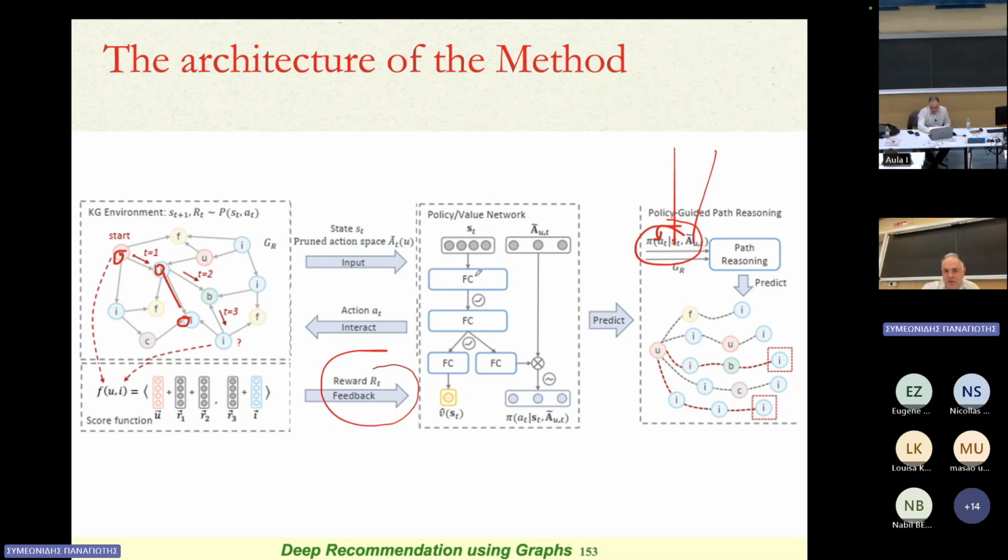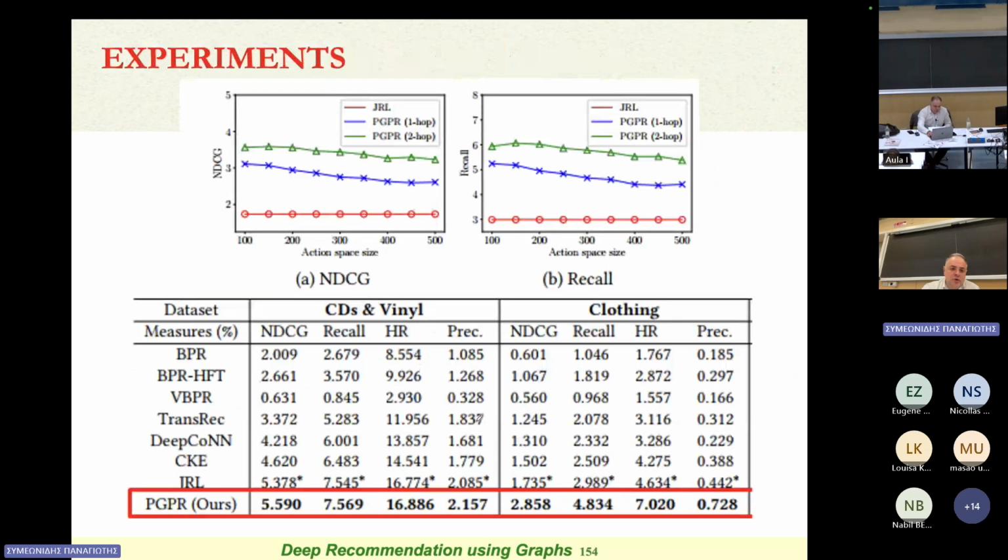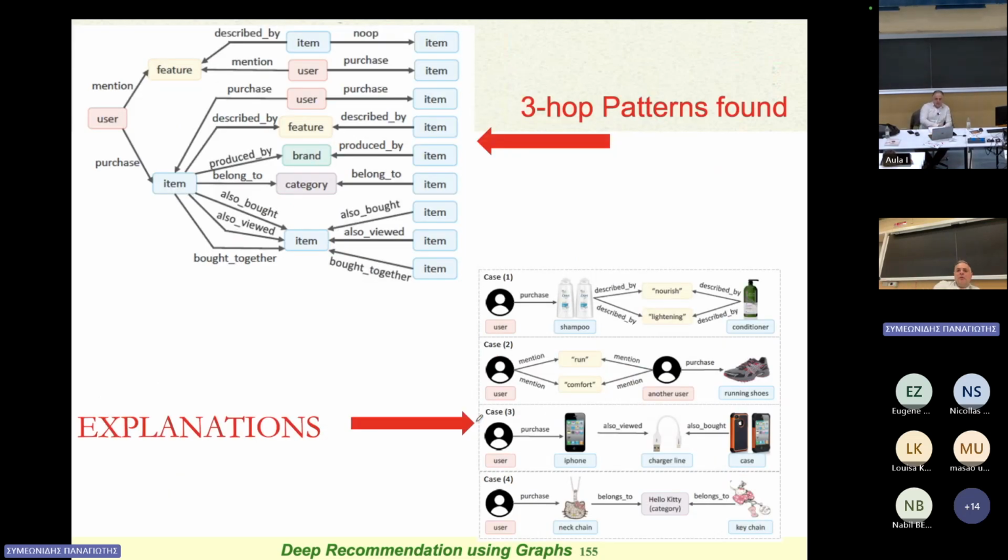Here you can see fully connected layers, activation functions. You have the value of the state, the current state, all these materials for building a reinforcement learning algorithm. And of course, this is implemented in a knowledge graph. And we see here some experimental results.